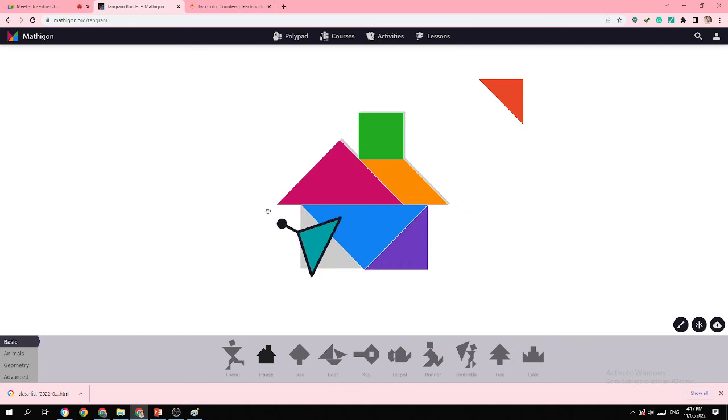How do I rotate this one? There you go. Yeah, this one. Rotate, rotate, rotate. There you go. You can answer this now, right? Yes, sir. So that will be our house now. Good, they're good at it.